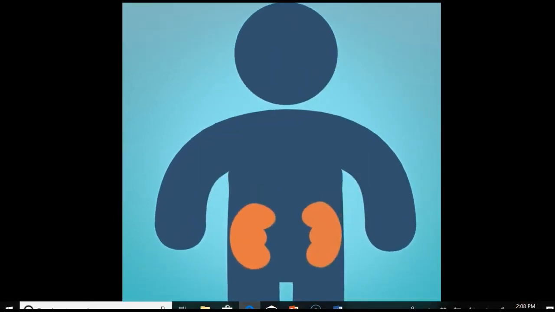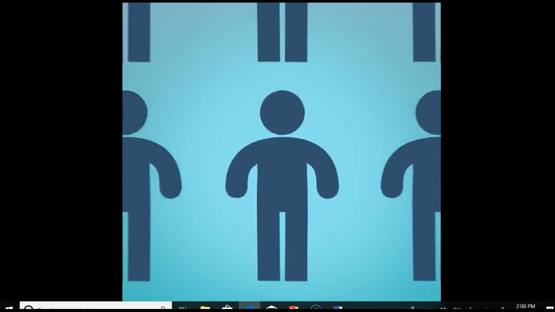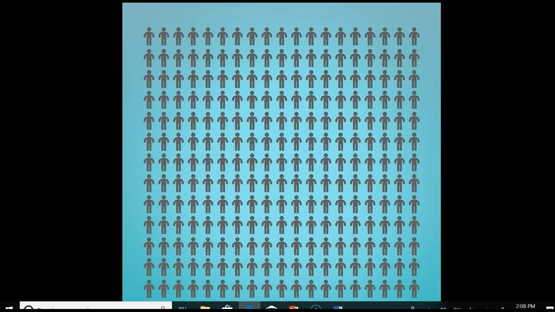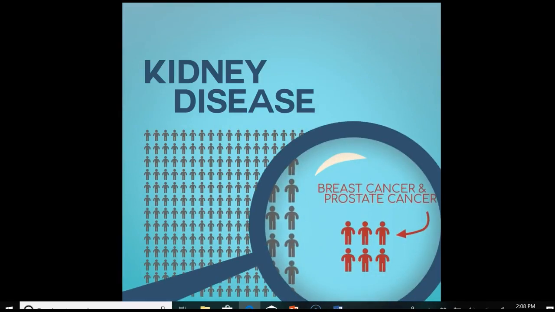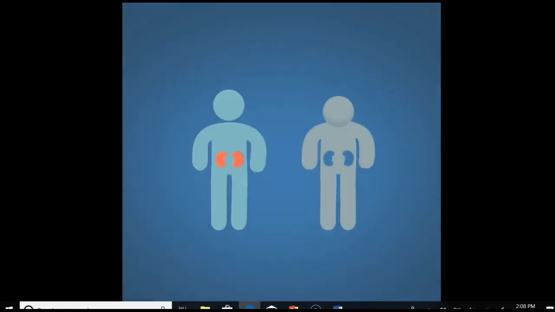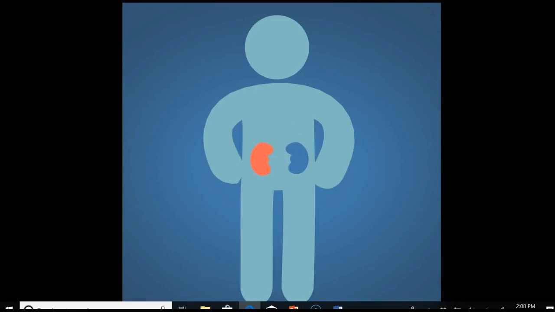How about your kidney? In the US, 95,000 people desperately need a kidney. Each year, kidney disease kills 2 million Americans. That's 28 times the number of people who die from breast cancer and prostate cancer combined. But get this, you can donate your spare kidney and save a life, because you only need one of them.